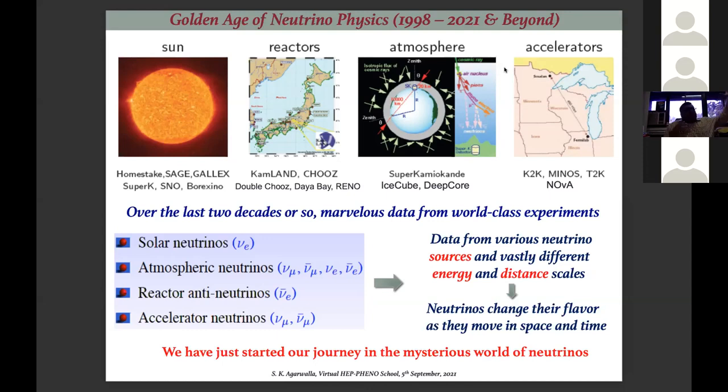When you are talking about the sun, or atmosphere or reactor or accelerator, the energy of these neutrinos are totally different. The length scale that they travel before reaching a detector is also different. The systematics of these experiments are completely different. The whole experimental technique that we adopt in these experiments are also different. But all these experiments are pointing towards one beautiful thing, that if you allow neutrinos to travel, they will change their flavor. And I must admit that we have just started our journey, and we have a lot of things to explore in the near future.